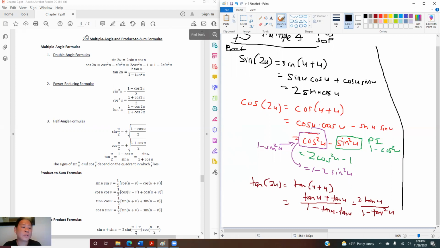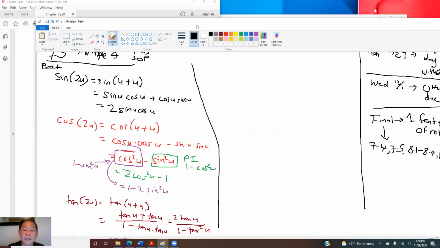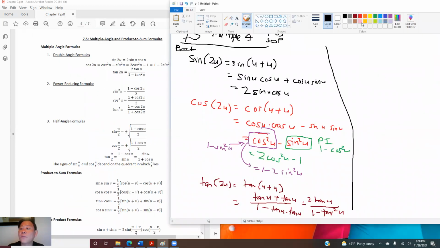Okay. So the second formula we have is a power reducing formula. What does power reducing mean? You reduce the power. So if you look at this, this is all power 2, and if you look at this, this is all power 1. So this is called power reducing, meaning a power 2 becomes power 1. Where did this power reducing formula come from? This power reducing formula came from this formula.